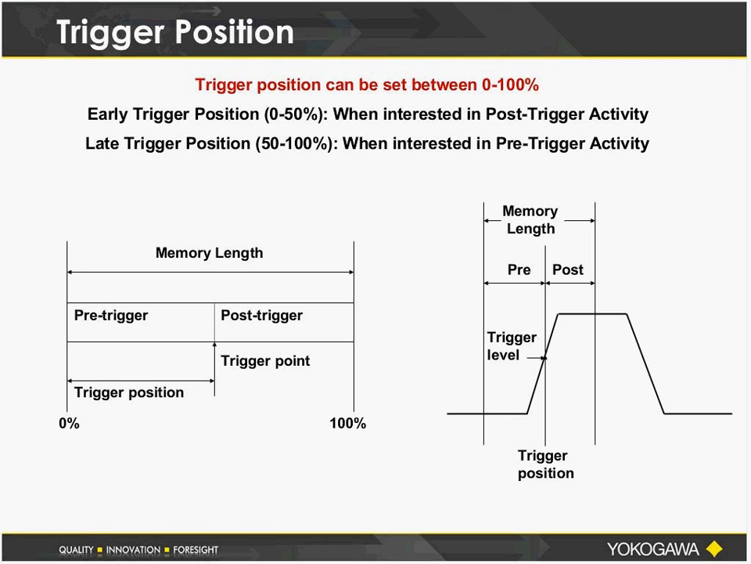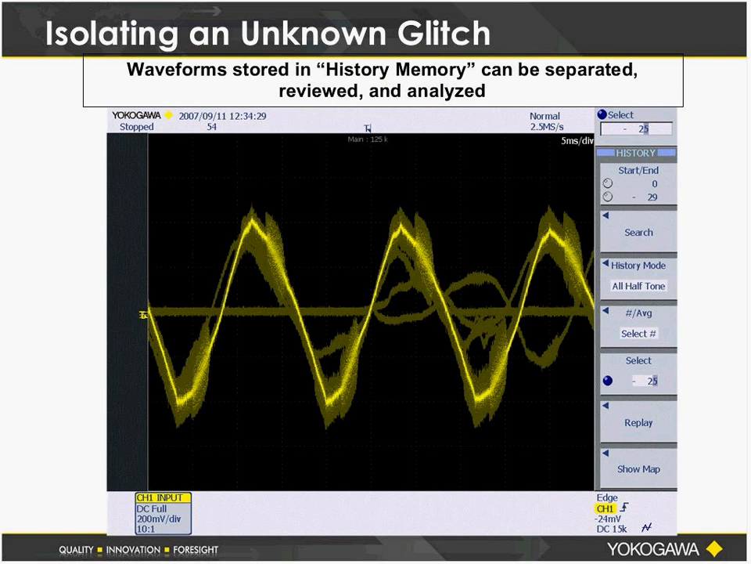This slide is showing trigger position, which is also a related factor. If you are expecting to see events leading up to the trigger, then you will want to set a late trigger position. If you want to see events that happen after the trigger occurs, then you may want to set an earlier trigger position. So trigger position is usually set in percentage from 0 to 100%, with 50% being the default setting in an oscilloscope.